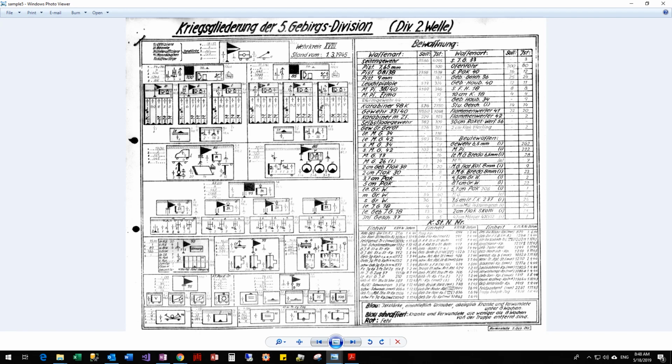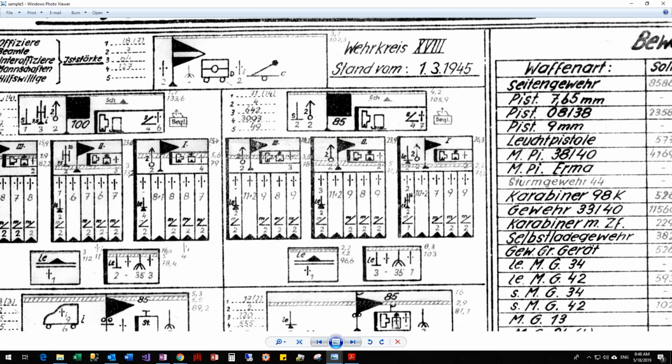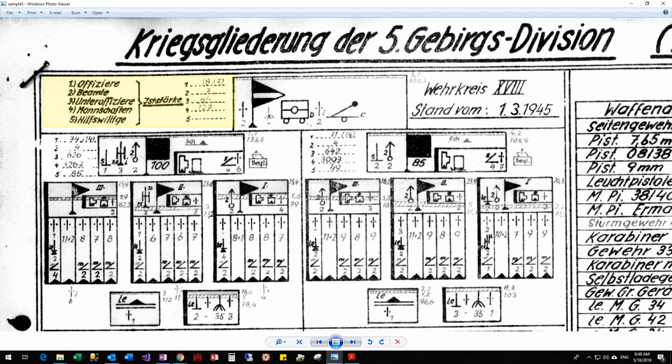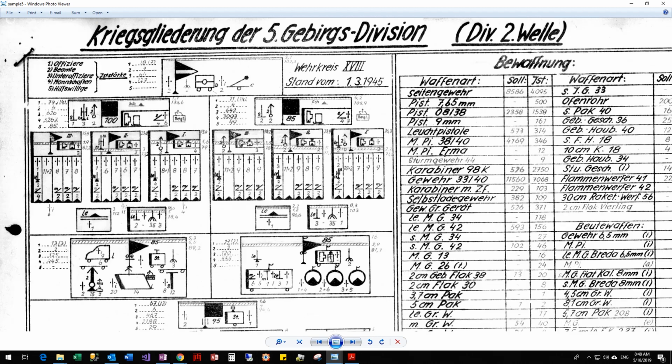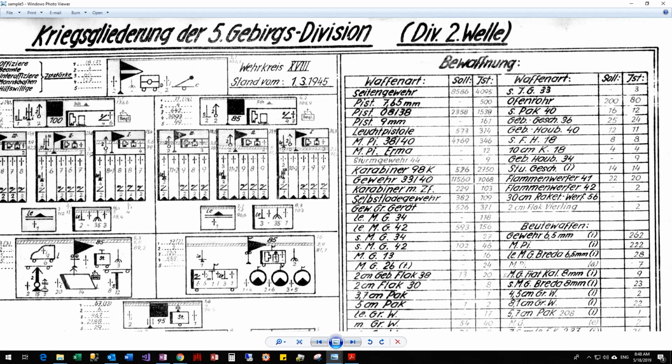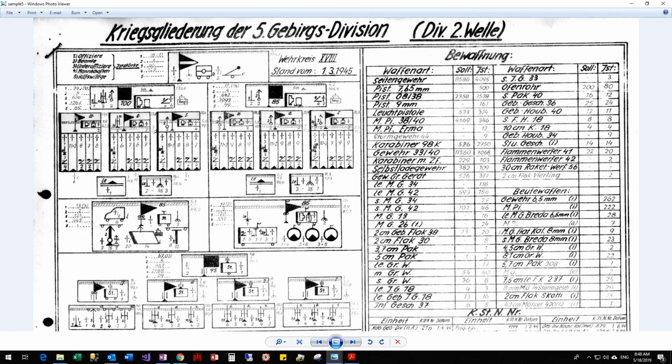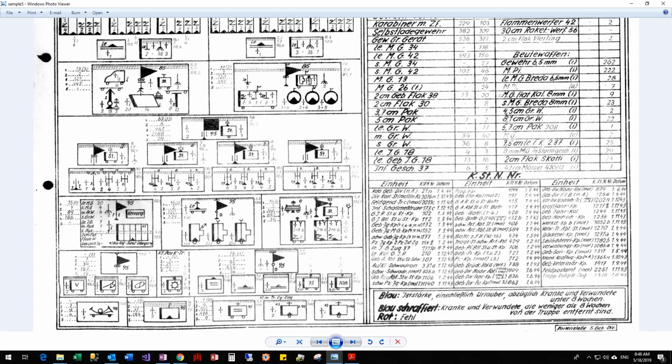This one here is for the 5th Mountain Division. This one is different. I've rarely seen these where it actually shows you the breakdown in this manner. 1, 2, 3, 4, 5, right off to the side, showing you what the manpower count actually is. This one also has the weapons authorized and actual. It does not seem to show vehicles, but it is an infantry type division, so there are probably not that many vehicles anyway. It also has a KStN list down here. There are no numbers identifying where they are on the diagram, but at the same time it does give you the KStN, which is kind of nice.